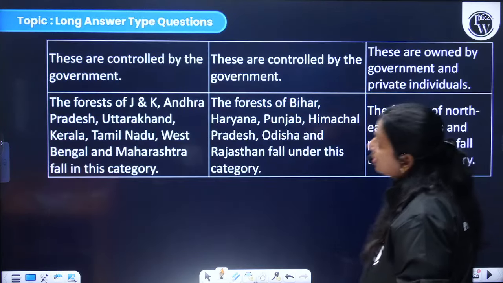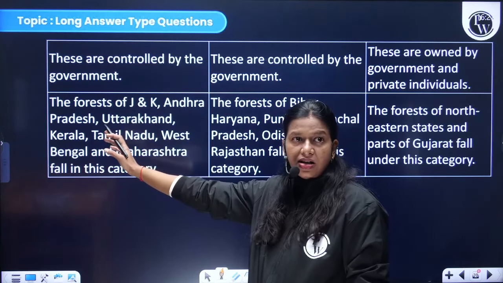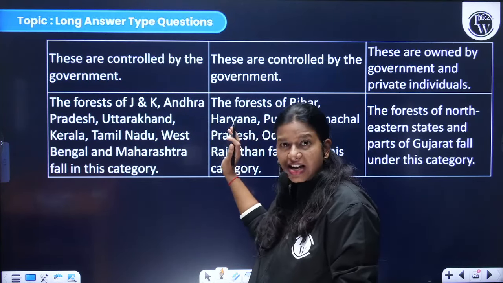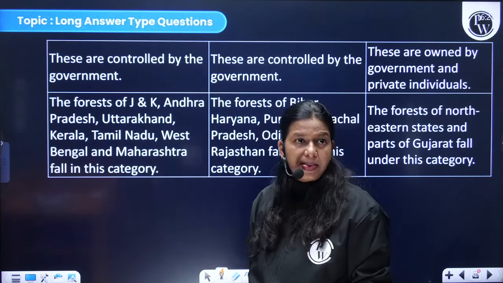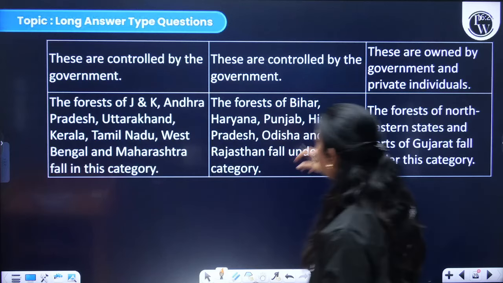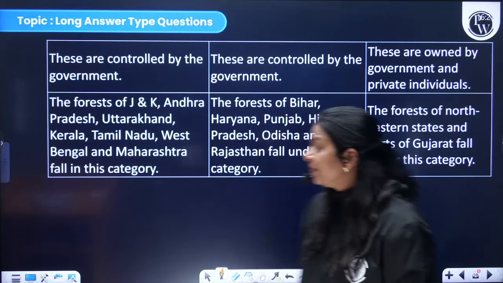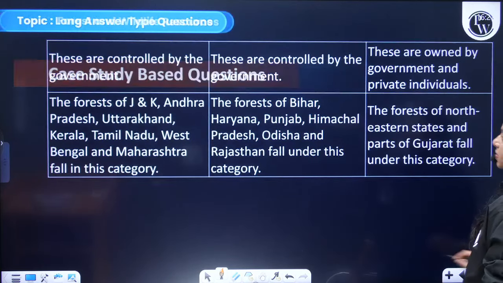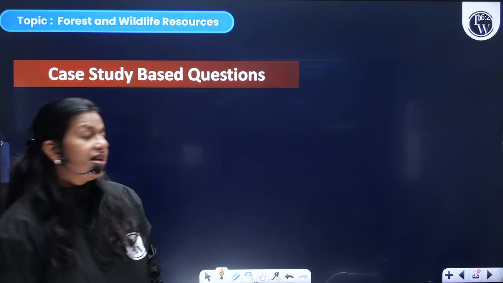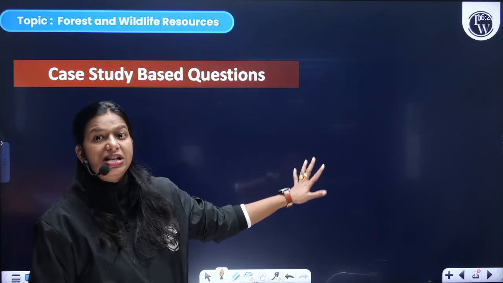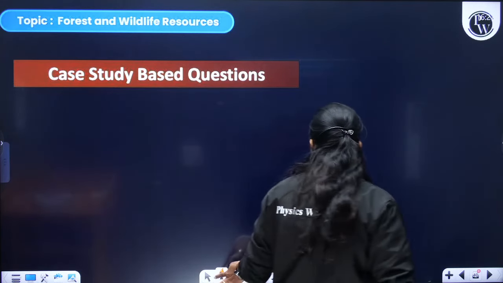Okay. Reserved, exclusively controlled by the government. Protected, again controlled by the government. This can be public or private. Then we have the names of the states where we find these forests. Okay, so this we have. Then we have a case study based question. I'm going to read a paragraph and then we are going to have some questions related to that paragraph.